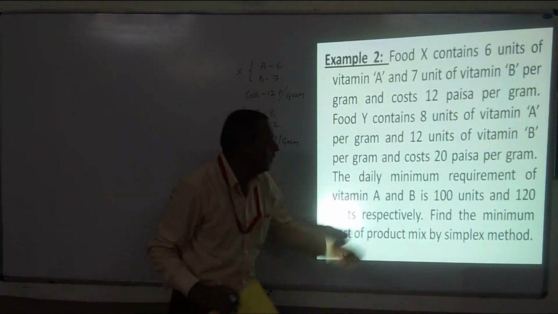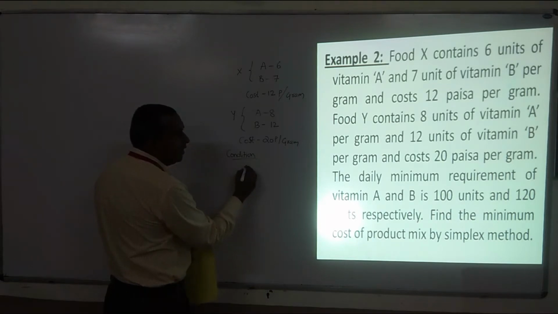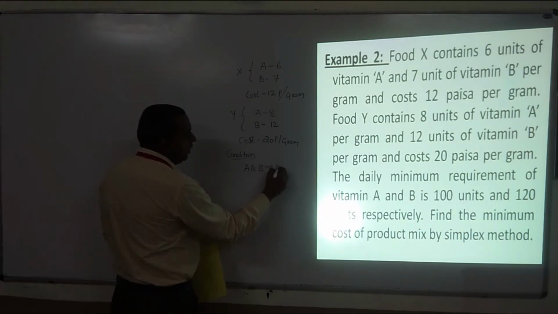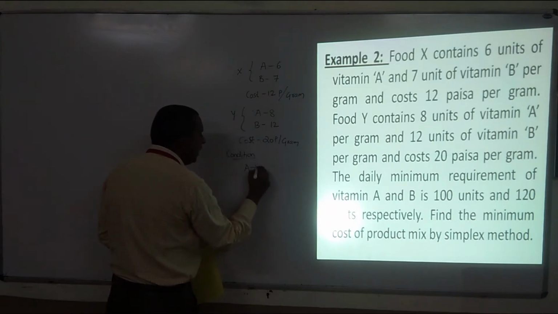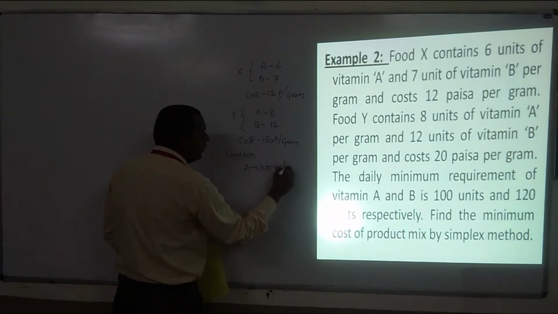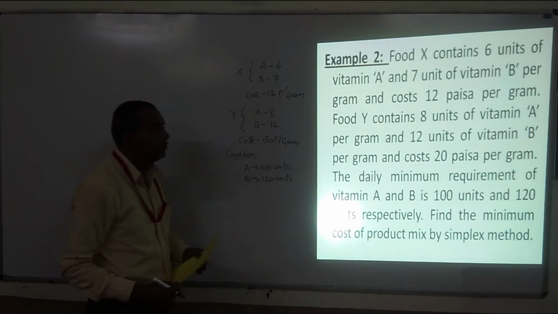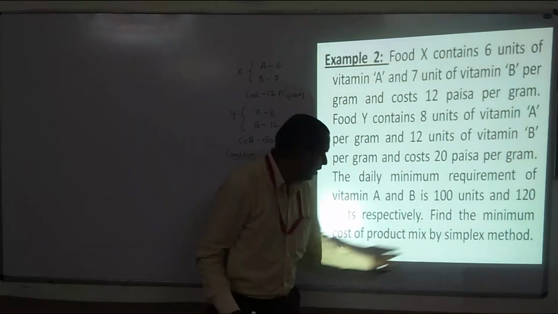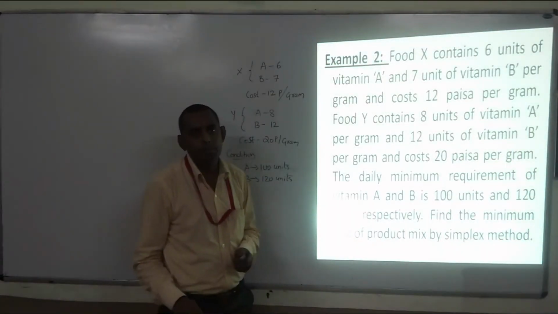So the daily minimum requirements are 100 units of A and 120 units of B respectively. What we need to find is the minimum cost of the production mix by the simplex method.